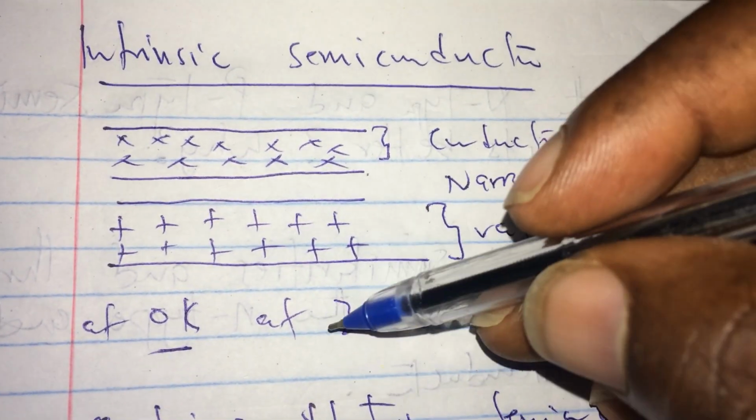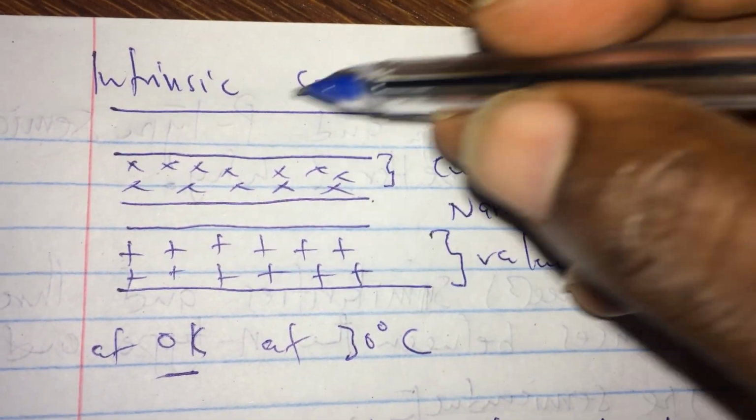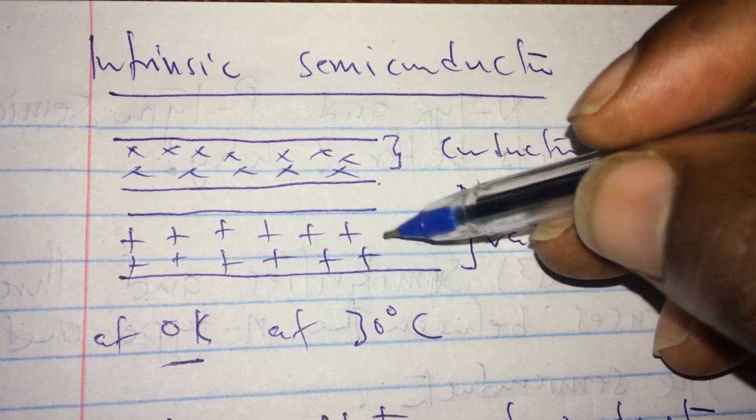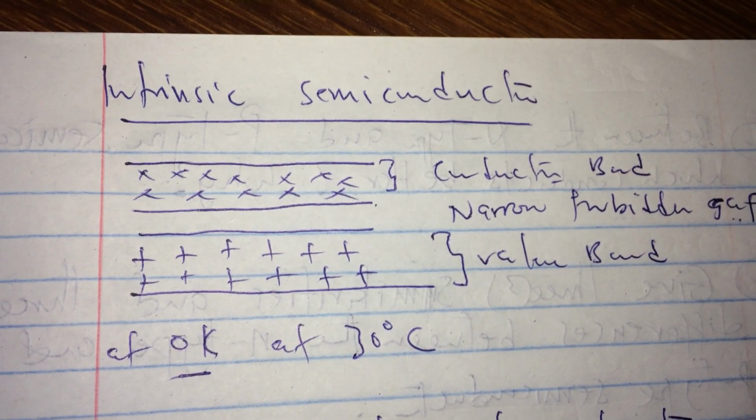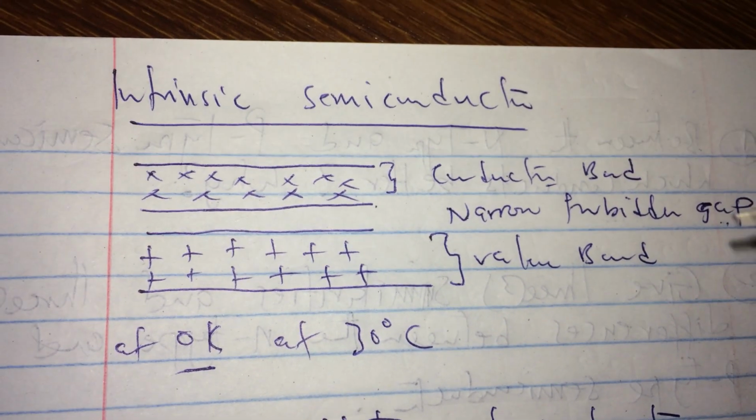However, if heat is applied to the whole system, then more electrons will be able to move from the valence band into the conduction band. So that is what happens with the intrinsic semiconductor.